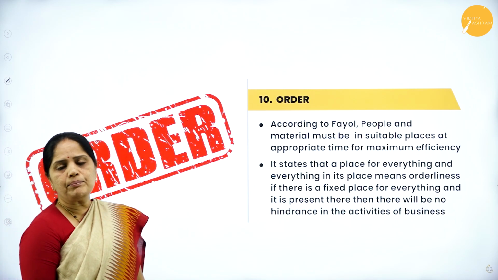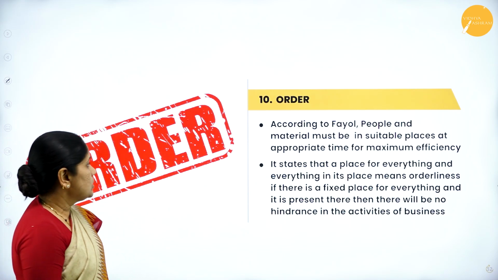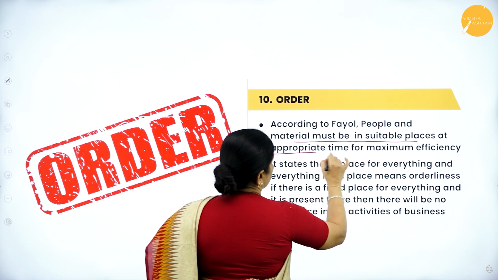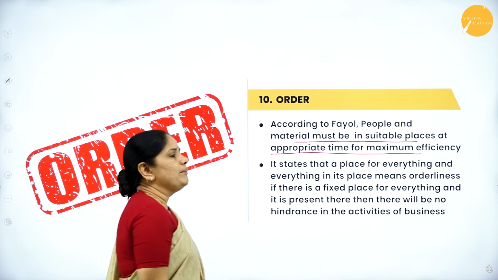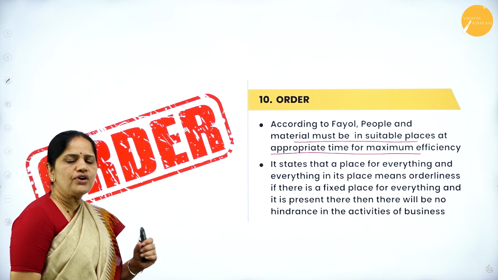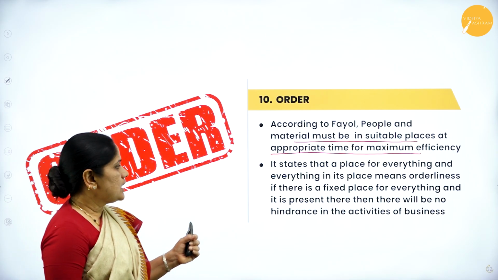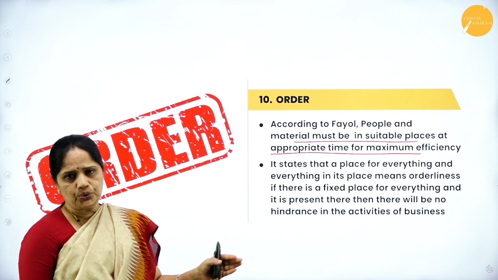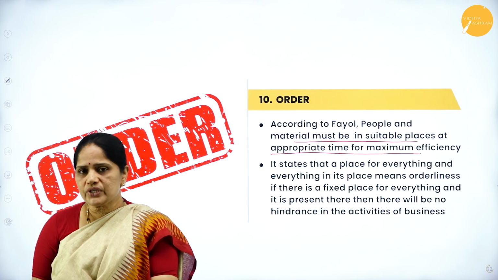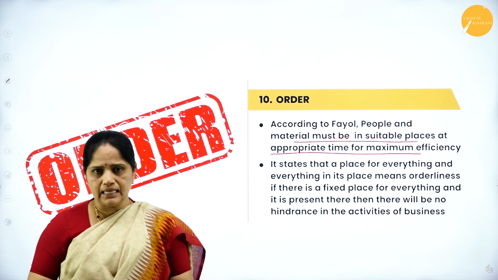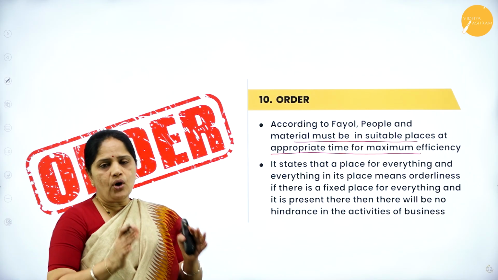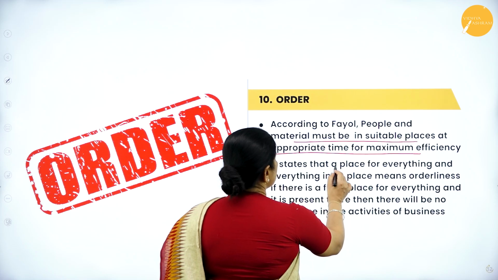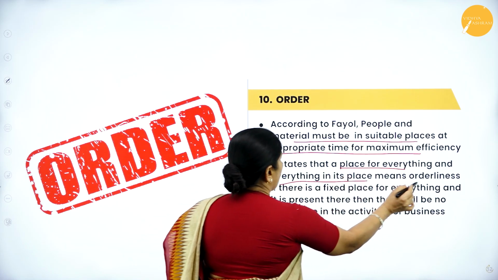Then the next important principle is order. According to Fayol, people and material should be in suitable places at the appropriate time for maximum efficiency. A place for everything and everything in its place. That is what we mean by order. You decide to fix a place for the tools, a place for the machinery, a place for the workers, and they should be there in that particular place to do the job. Only if they are there, we can ensure that there is maximum efficiency. A place for everything and everything in its place means orderliness.